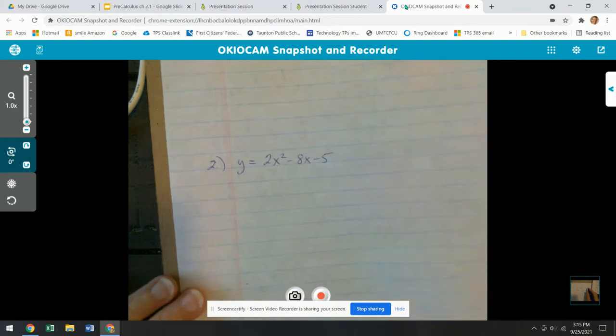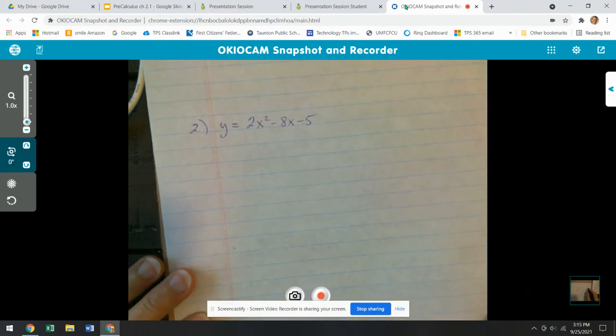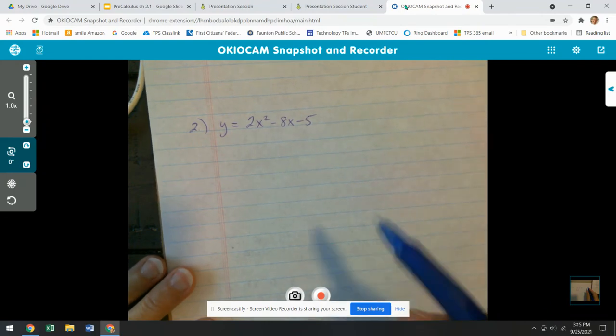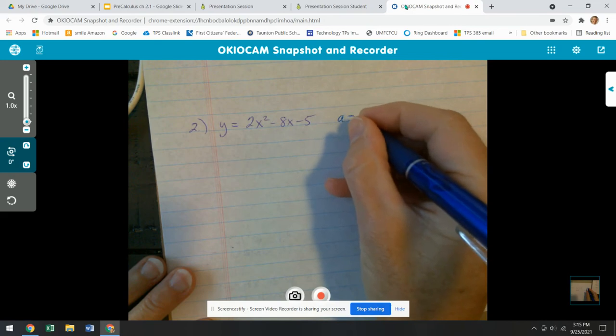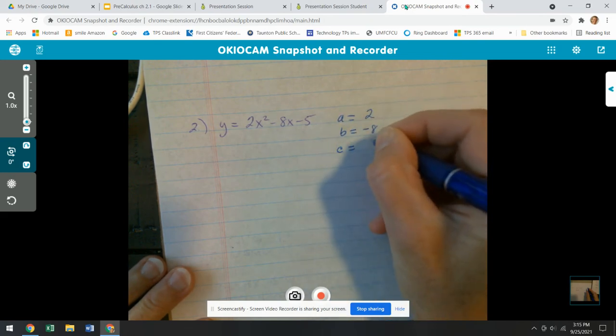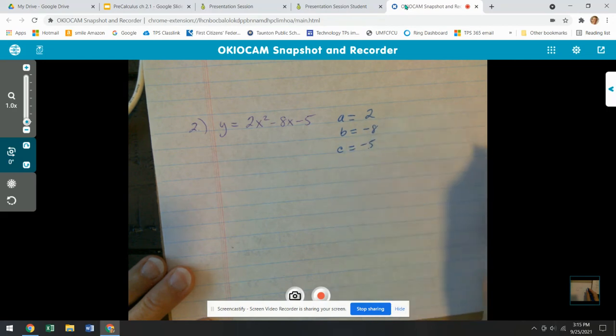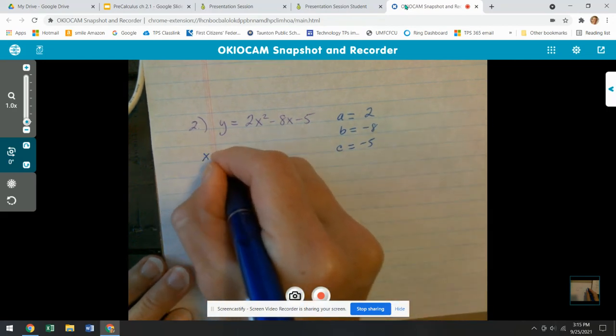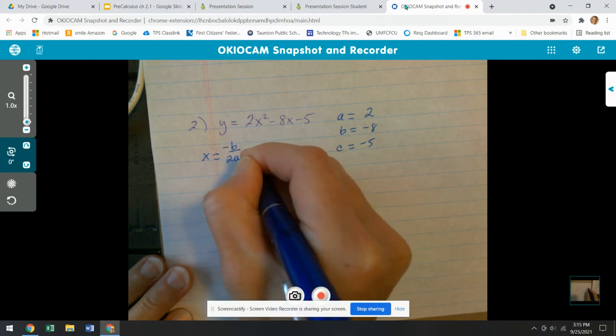One more example of this. Again, hit pause if you'd like to and go through the motions, and then come back and hit play and see if you got it right. Again, I start with the A, the B, and the C. A is 2, B is -8, C is -5. To find the x value, it's the opposite of B over 2A.